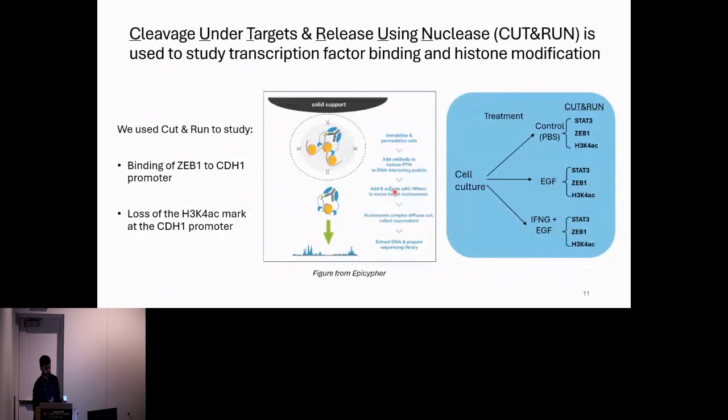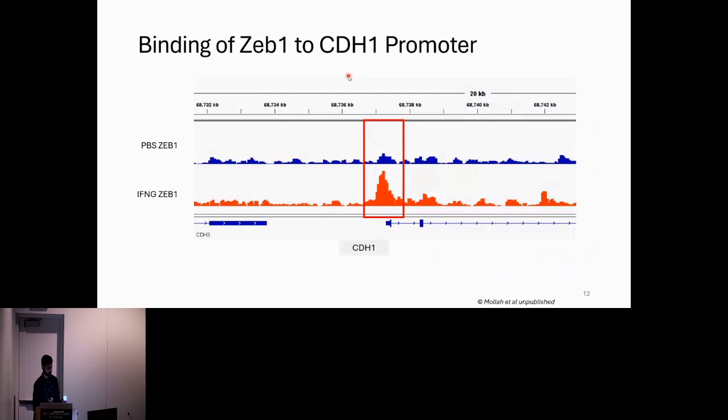To test this hypothesis, we use the CUT&RUN assay. CUT&RUN is a relatively new assay which allows us to measure transcription factor binding and histone modifications, similar to ChIP-seq. Compared to ChIP-seq, we can use fewer cells to get higher signal-to-noise ratios. Looking at this data, we can see a clear binding of ZEB1 to the CDH1 promoter.